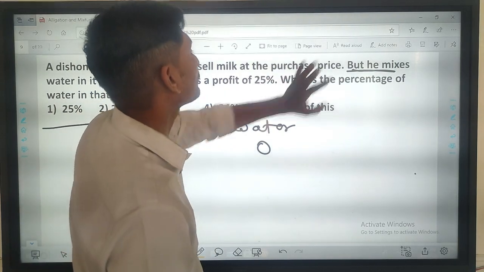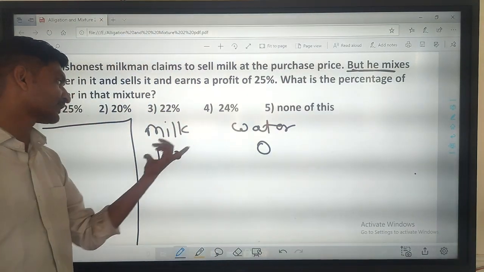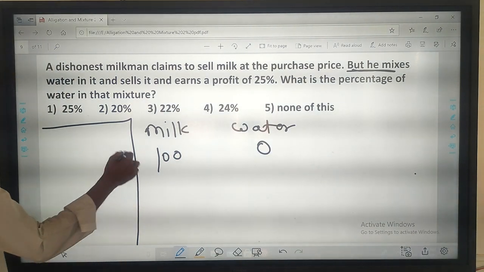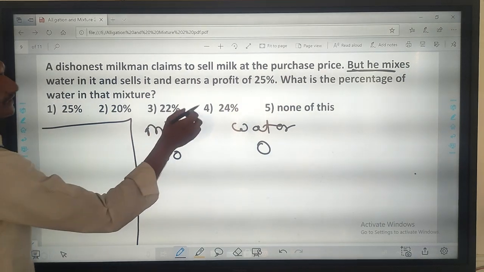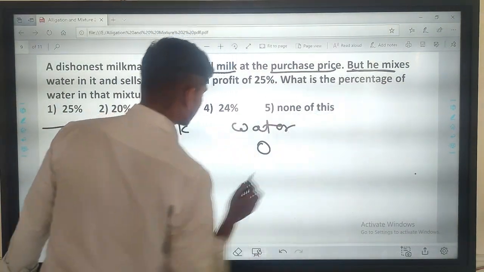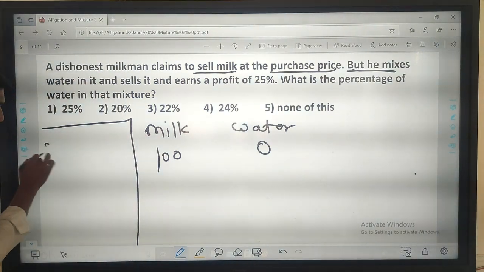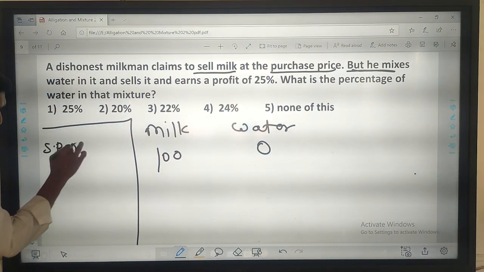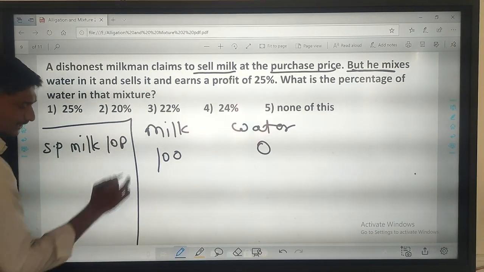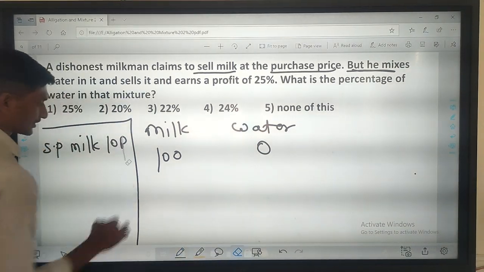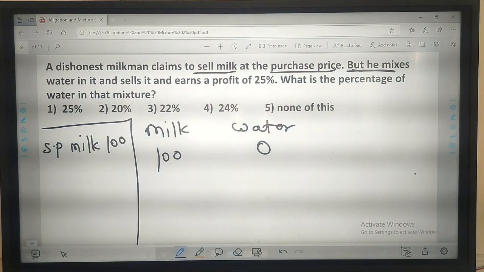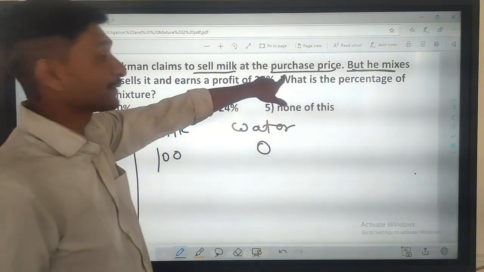Then he sells the mixture at the purchase price. Then the purchase price of the mixture is always 100. Here he sells milk at the purchase price, then the selling price of milk is 100 rupees. Here profit is 25%.